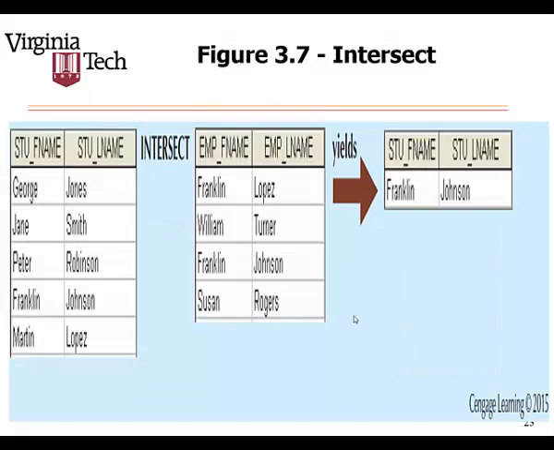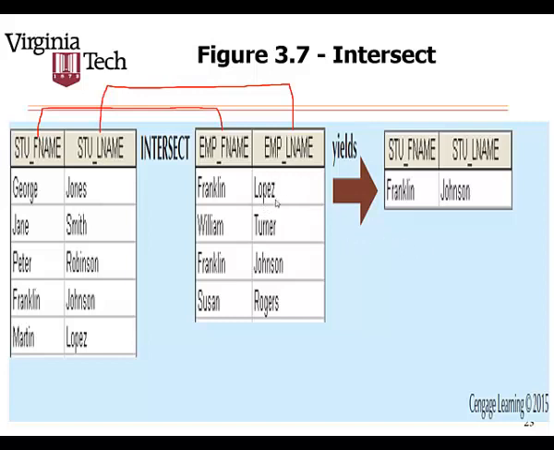Well, the intersection is show me all the rows that are in both tables. All right, so we have, again, two union compatible tables where you both have a string in one and a string in two. That's really all you know, right? Employee first name is a string. Employee last name is a string. Student first name is a string. Student last name is a string. So there's all strings, so they are union compatible.